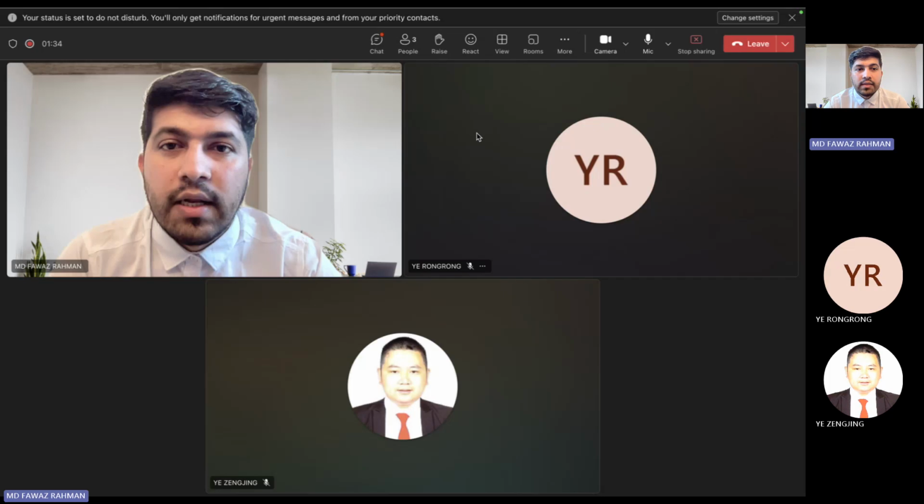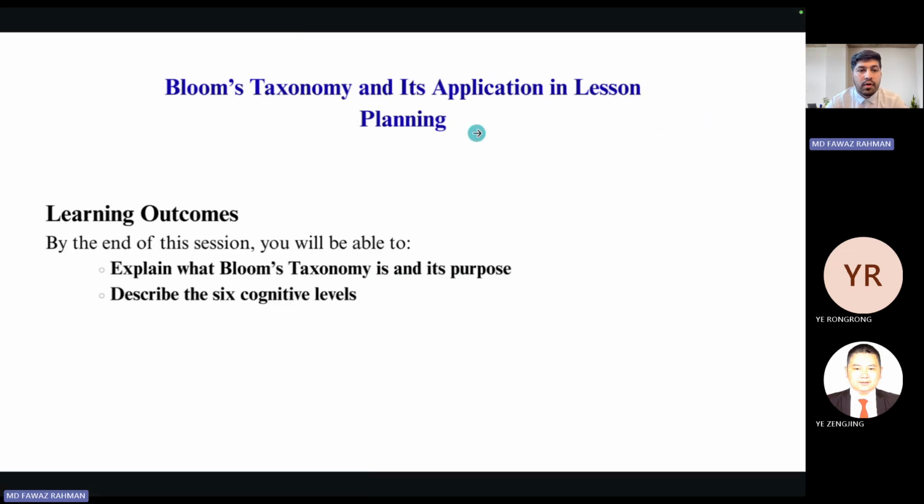Okay, welcome to the class. Today we will learn about the Bloom taxonomy, and our learning outcome is to explain the Bloom taxonomy and its purpose, and also describe the six cognitive levels. So let's start.